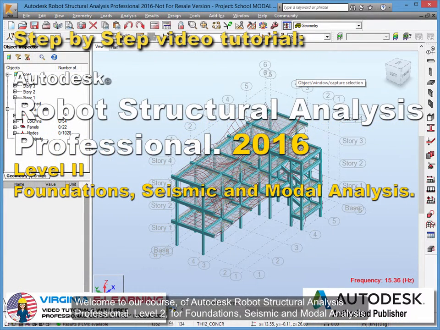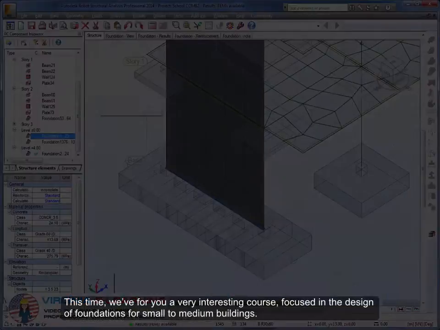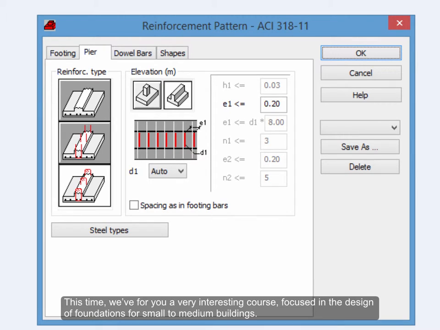Welcome to our course of Autodesk Robot Structural Analysis Professional, Level 2, for Foundations, Seismic and Modal Analysis. This time, we have for you a very interesting course, focused on the design of foundations for small to medium buildings.